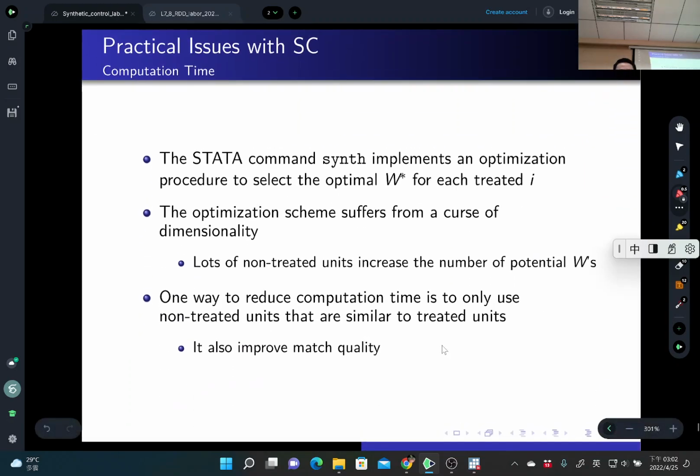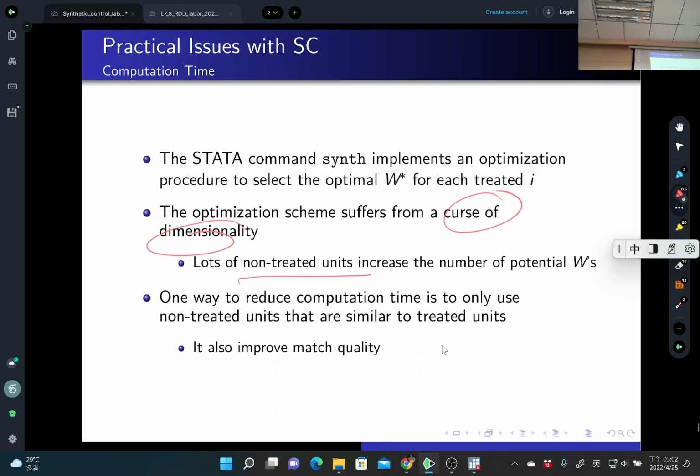There are several things I would like to mention. One is the synthetic control method actually suffers from the curse of dimensionality. You can imagine if you have too many non-treated units. For example, if you have 1,000 non-treated units, you need to find a weight for each one. So this takes a lot of time.